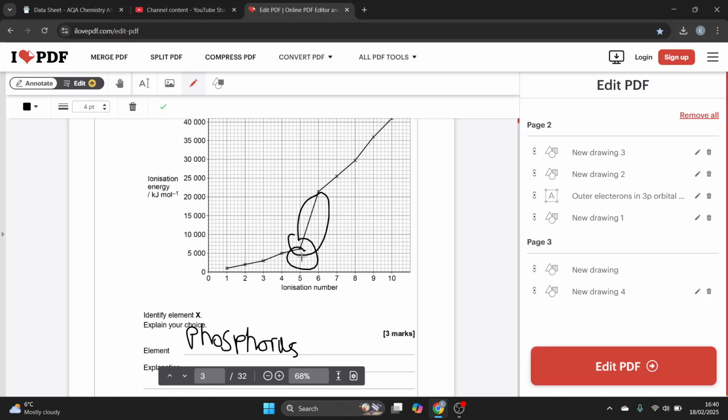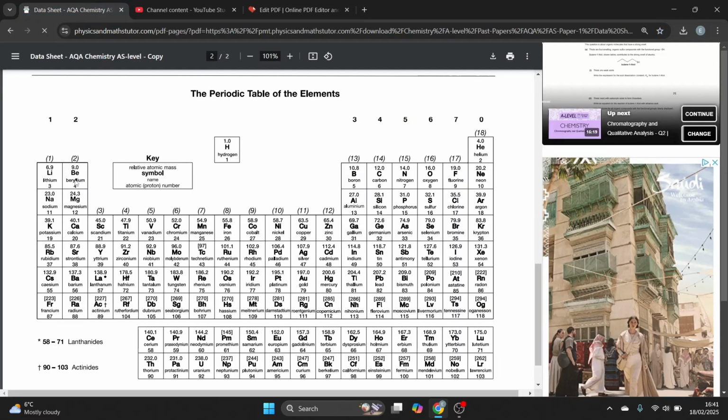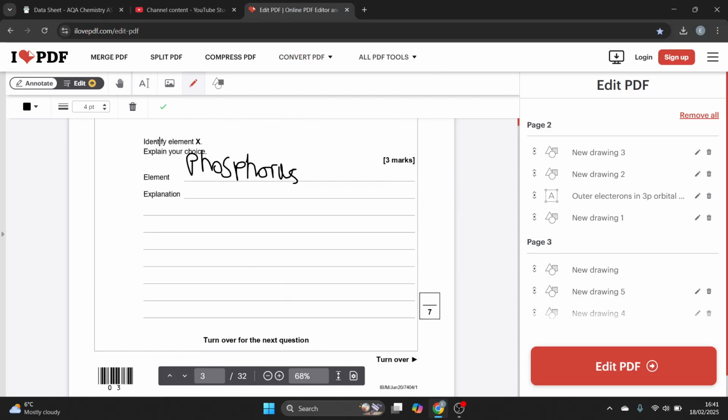Because outer electrons being removed here, 5 to 6, that's a massive jump in ionization energy. So it's got to be the element in group 5. I know it's in period 3, so 1, 2, 3. Here, group 5, so therefore it's got to be phosphorus. That's one way of looking at it. So phosphorus, but then the explanation, that's not the reason why it's phosphorus.